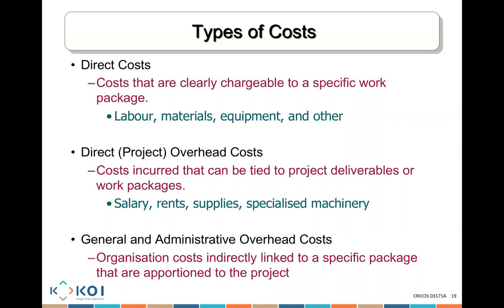Direct overhead costs are costs incurred that can be tied to project deliverables or work packages. We could potentially tie them. For example, I'm renting a space to be able to do the job. I'm getting supplies to do the work. I have specialized machinery that is needed to get the job done. I have a supervisor, a project manager, who I need to pay to get the job done.